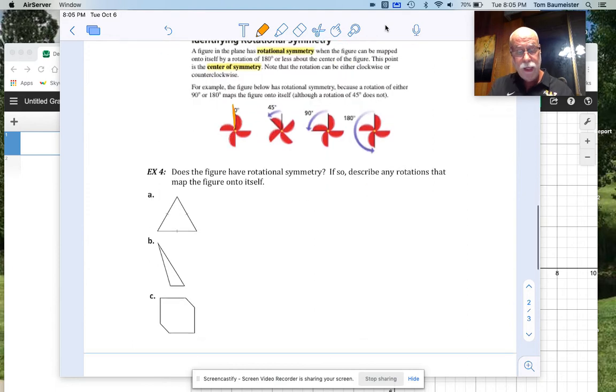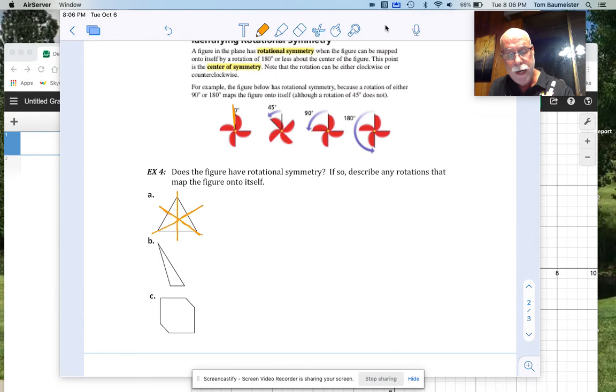So, example 4, does the figure have rotational symmetry? If so, describe any rotations that map the figure onto itself. So, like we just learned the other day, I can go through the vertex here and go to the midpoint of the other side. I can go from this vertex to the midpoint of the other side, and then same on this one here. I can go from this vertex to the midpoint of the other side.